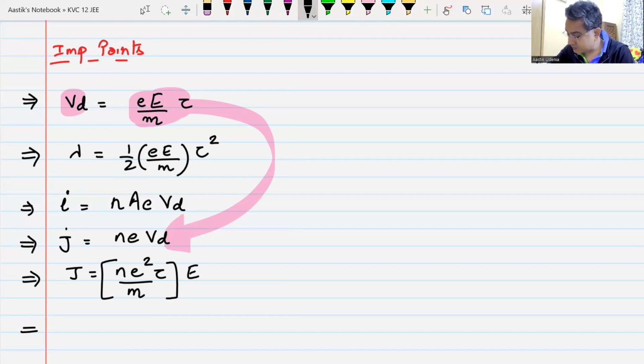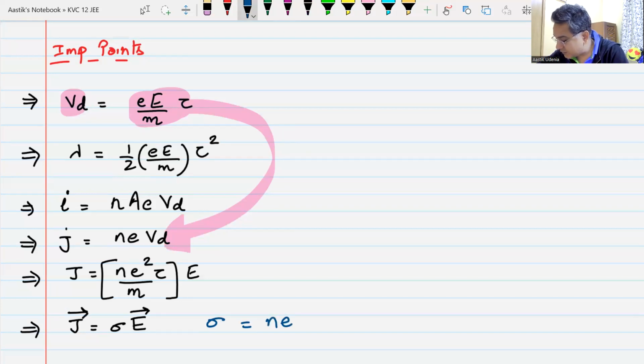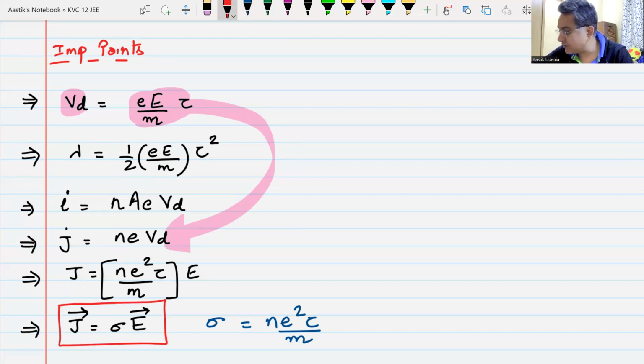So now I can write this legendary formula, J is equal to sigma E. In fact, I can write this equation vectorially also. J is equal to sigma E, where this sigma will become n e square tau by m. Do we understand what I've written here? You know what this equation J is equal to sigma E is known as? Any idea? We will come to this equation in just a little more time. Everyone understands up till here, yes or no? Up till this point, the various relations that we have seen, do we understand these relations?